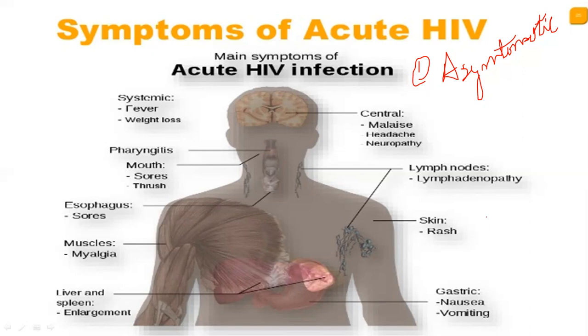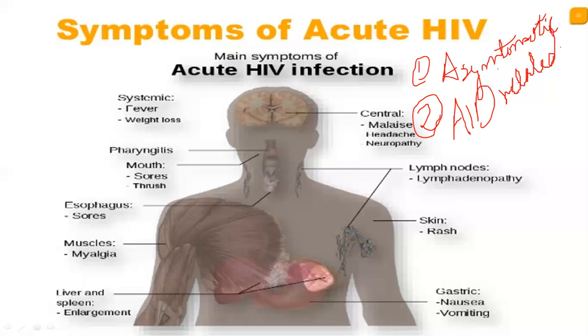So the person is affected and has no symptoms, but he is suffering from HIV and is a carrier. Number two, now symptoms are going to appear, and that is called AIDS related complex.